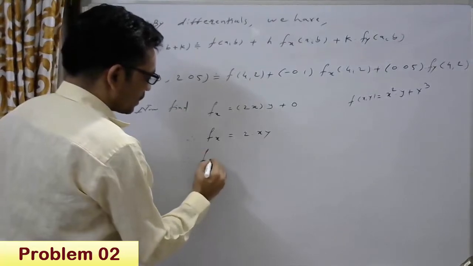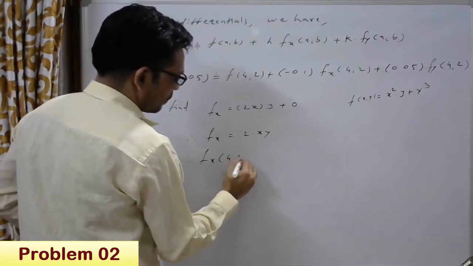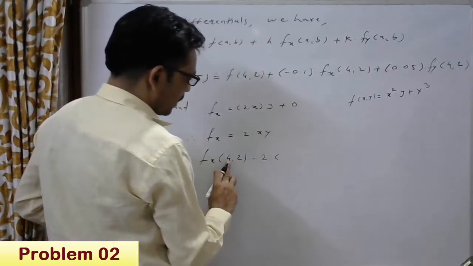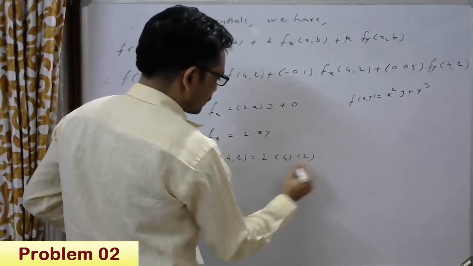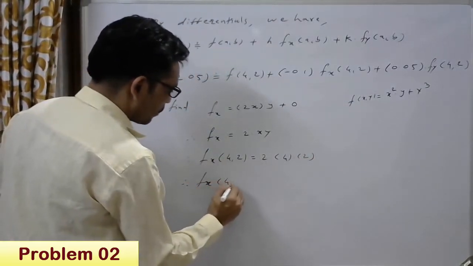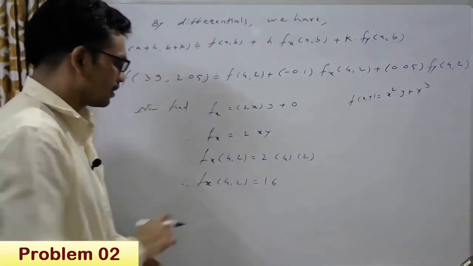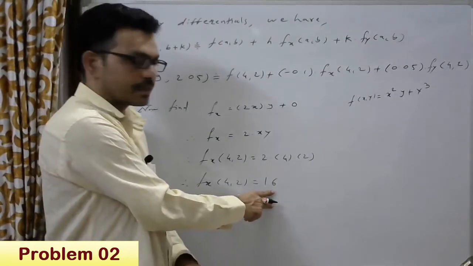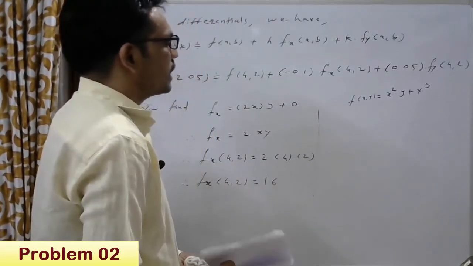Therefore, f_x at the point (4, 2) is equal to 2 into, put x equal to 4 and y equal to 2. Therefore, f_x at the point (4, 2) is equal to 16. Therefore, the function f_x at the point (4, 2) is equal to 16.